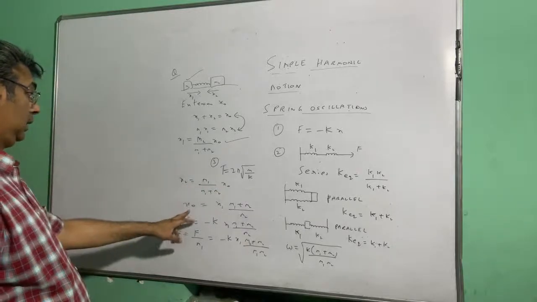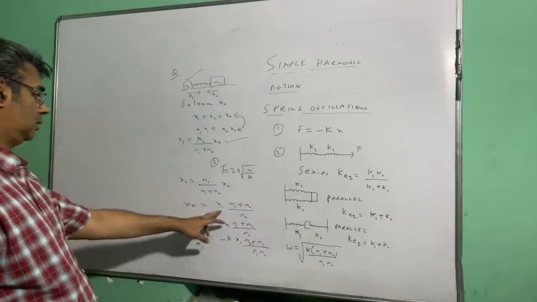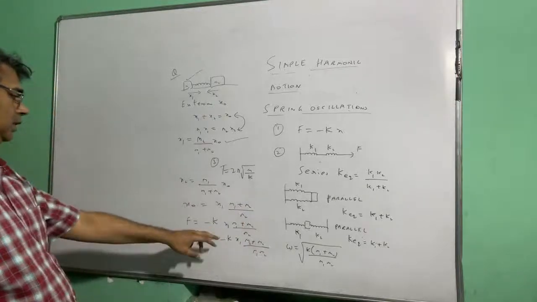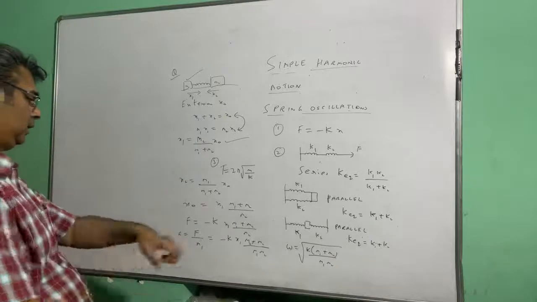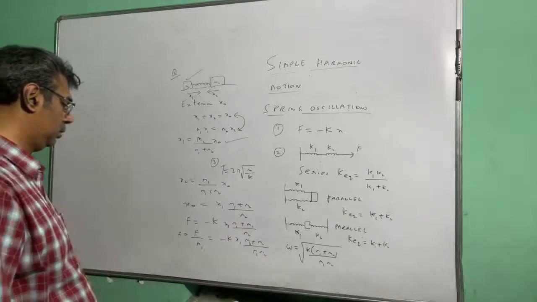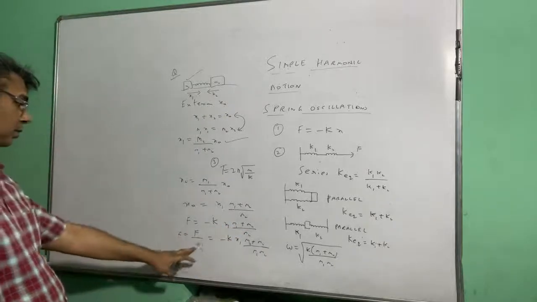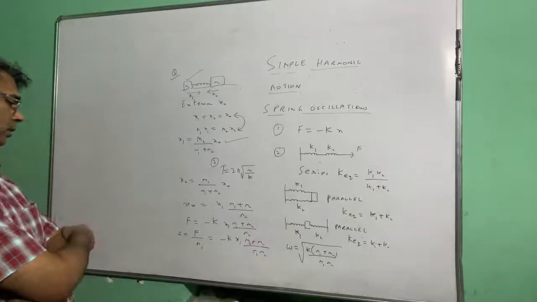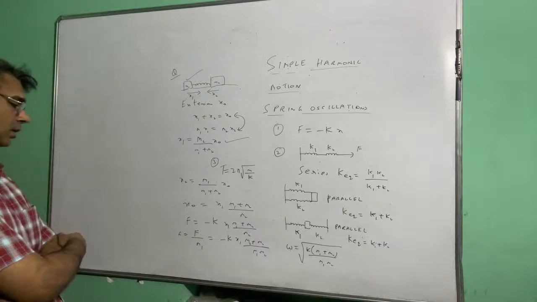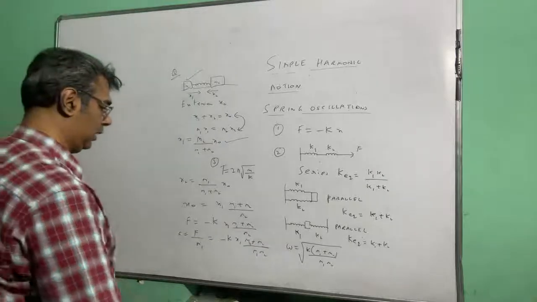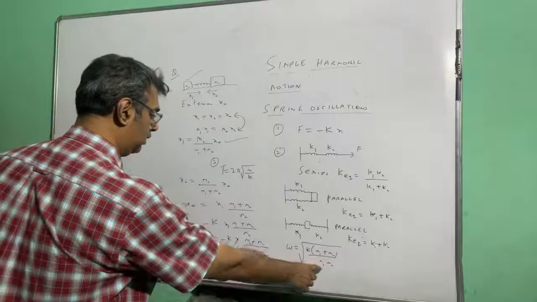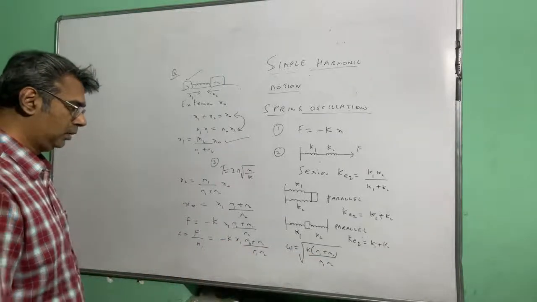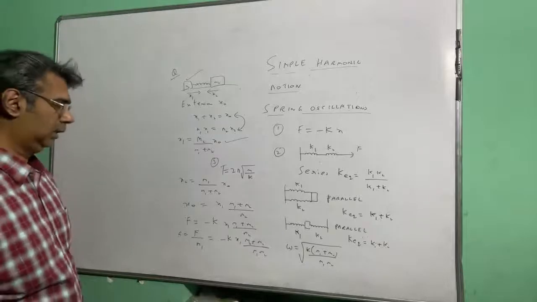So ultimately x0 will be x1 into m1 plus m2 by m2. F is minus k into x0, so minus k into x1 into m1 plus m2 by m2. Acceleration is force by m1, so minus k x1 into m1 plus m2 by m1 m2. This is acceleration, and you know acceleration is minus omega square x. So omega is root over k into m1 plus m2 by m1 into m2. So this is the formula for omega.